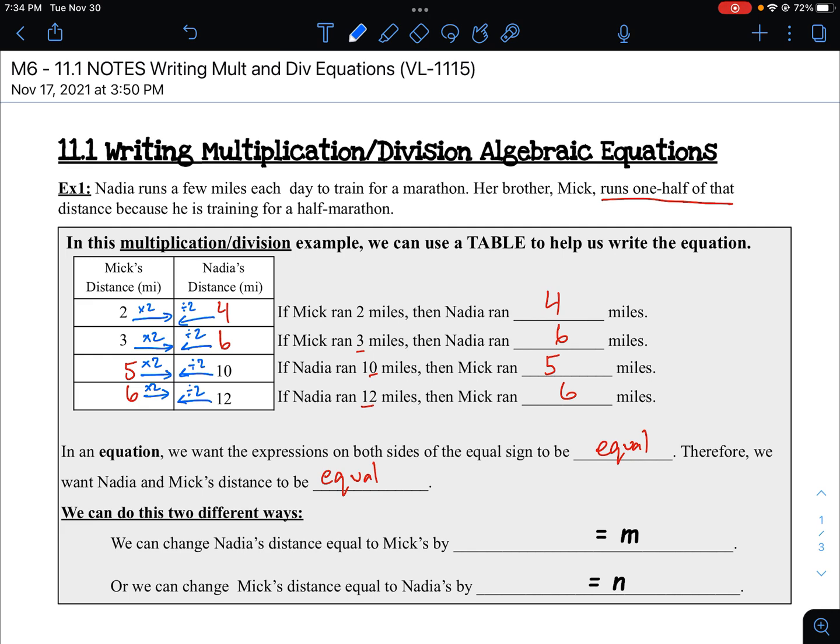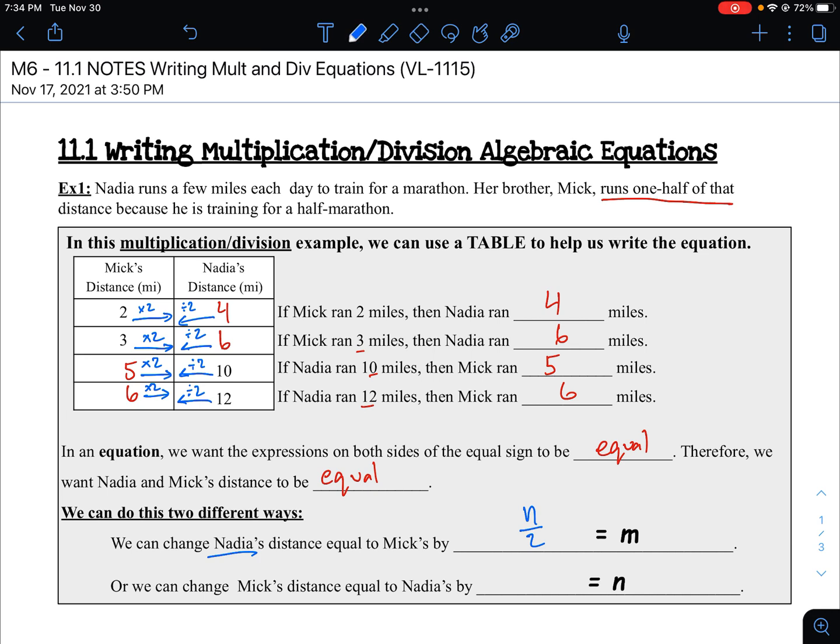So we can change Nadia's distance to be equal to Mick's if I take Nadia's distance, n, and I divide by 2, and that's going to equal Mick's distance. The preferred way of writing this is actually n divided by 2. Now, something else you may want to note is that you can actually do 1/2 Nadia's equals Mick's. Multiplying by 1/2 is the same as dividing by 2, but not super important for you to know.